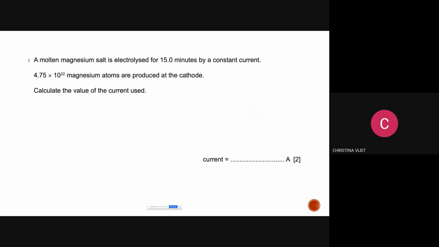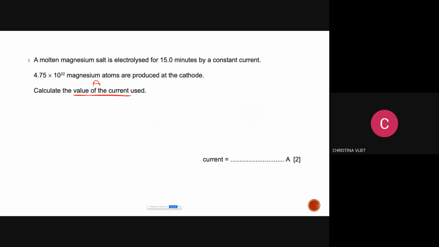So what would I do this time? Go ahead, Ramon. Avogadro's number. Okay, so we're going to want to use Avogadro's number at some point. That's for sure. That's going to get us out of atoms. What else? What am I looking for? What is current?